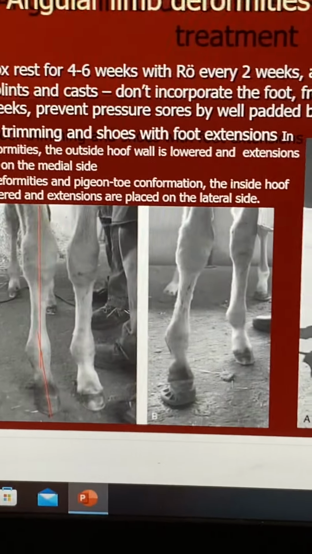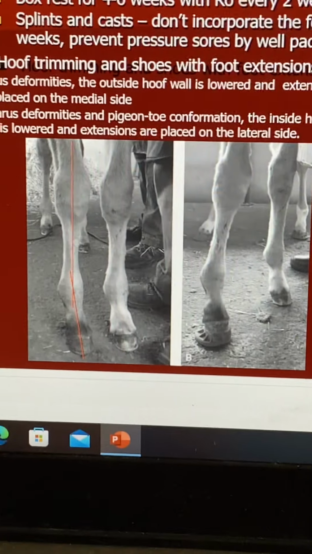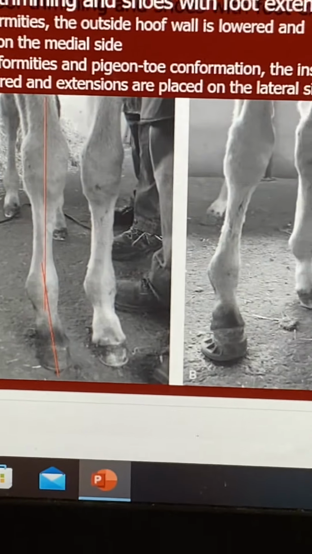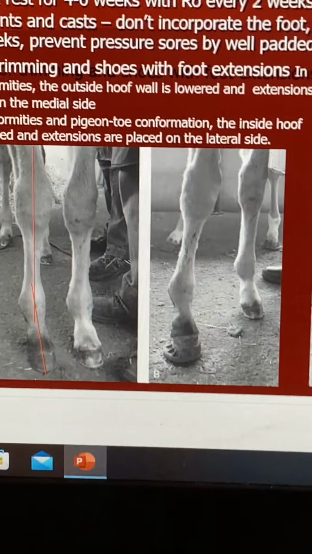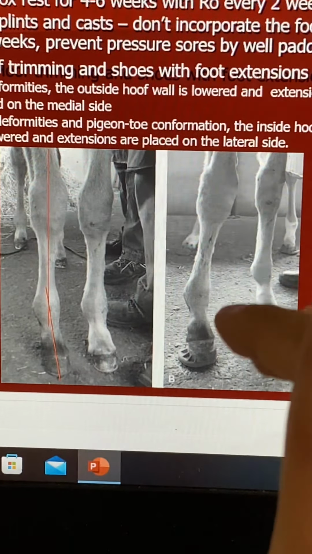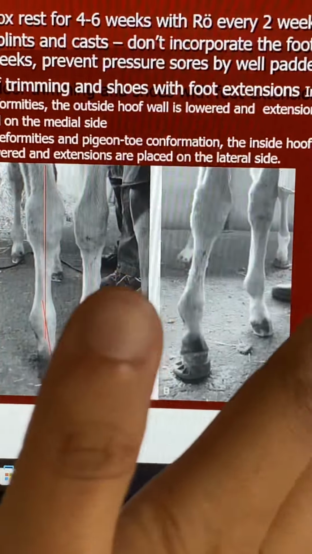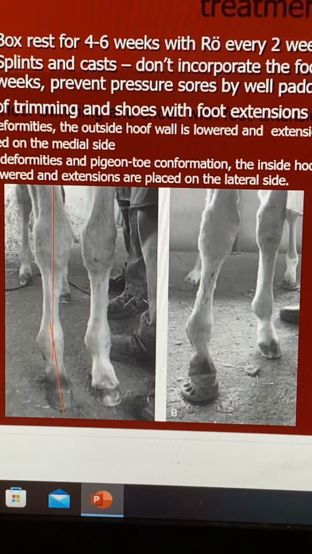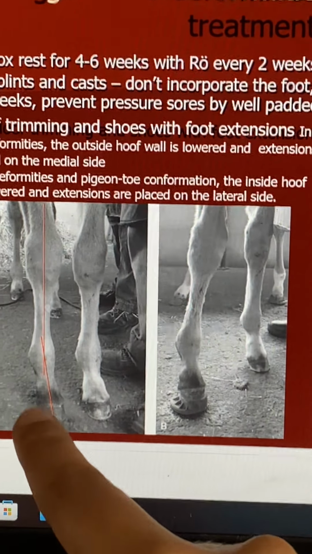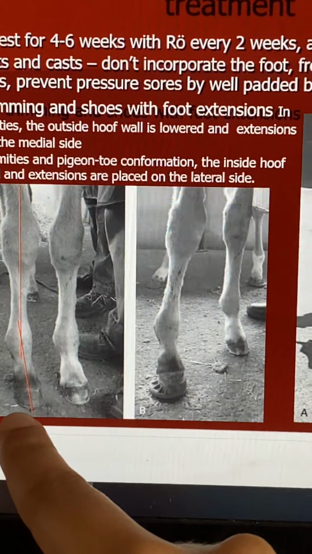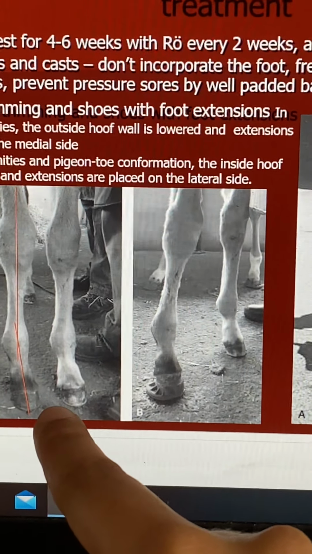You can do hoof trimming with foot extension, so it depends on the abnormality you have. So let's say with valgus deformities, remember the outside hoof wall is facing out, so the outside hoof wall should be lowered, so this part should be lowered, and the extensions are placed on the medial side.